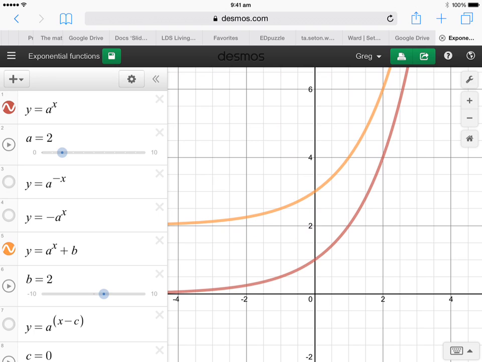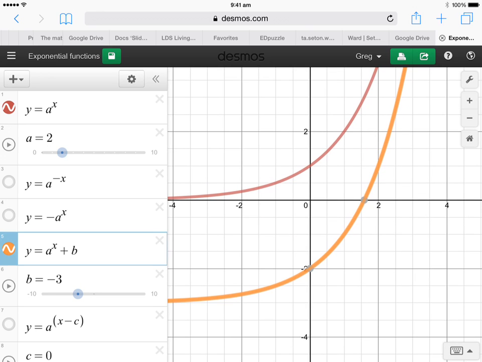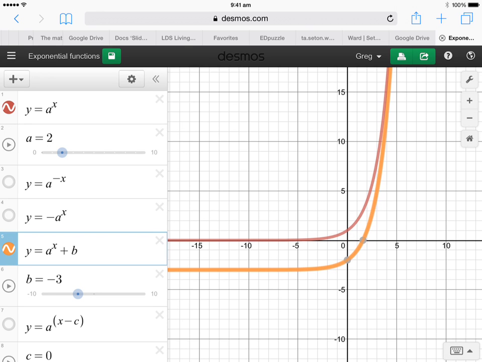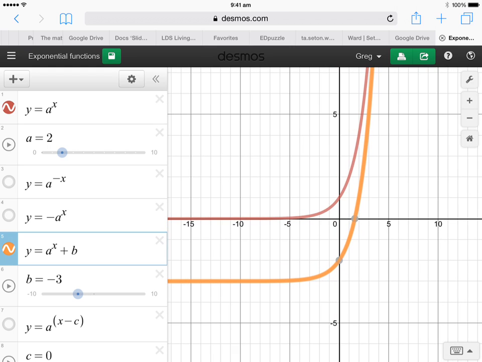So the y-intercept used to be 1, it's now sitting there at 3. We can also go into the negatives. So 2 to the power of x minus 3 would be down here, and it'd look like that. If I zoom out a bit, you'll just see that every coordinate is moved down by 3 units.